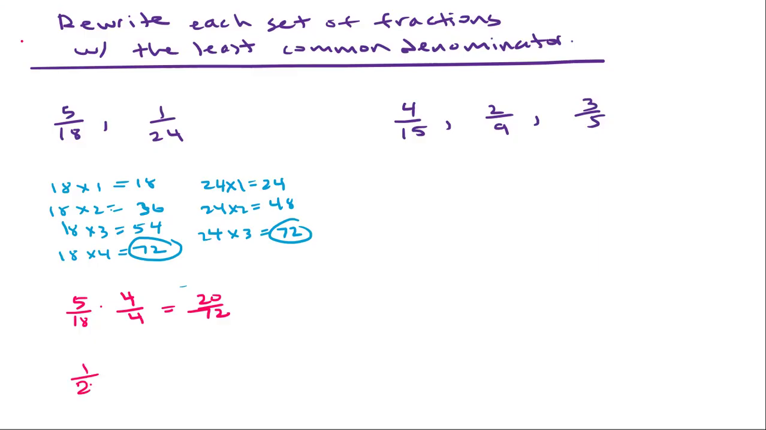And then we do the same thing for the second one here. So we have 1 over 24, and we multiply it by 3 to give us 72. Okay, but again, what I do on the bottom, I must also do on the top, so that gives us 3 over 72. So this is what it's saying. We want to rewrite each set of fractions with the least common denominator. So we have done that here.